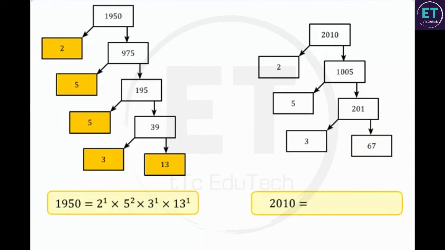Thus we see that 2010 can be expressed as a product of 2, 5, 3, and 67, each being a prime number. Since all the prime factors of 2010 appear once in its prime factorization, the power of each of them is 1. Now, let us consider the prime factorization of 1950 and 2010 together.